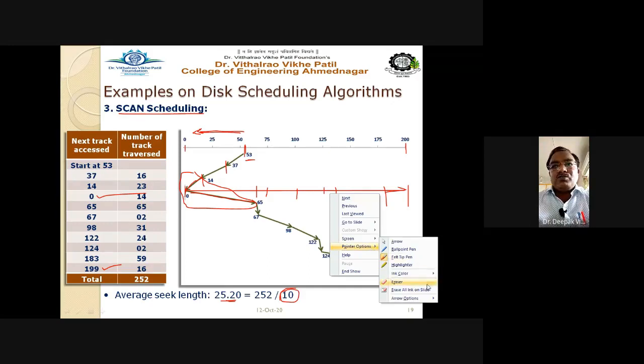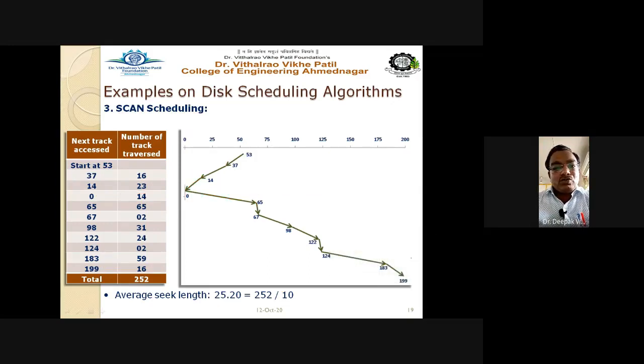But this is removed in case of which algorithm? In case of the LOOK algorithm. In the LOOK algorithm, it will not move towards 0 or towards 199. Whatever request is the last in that particular direction, immediately after the last request in that direction, the head changes its direction, right?